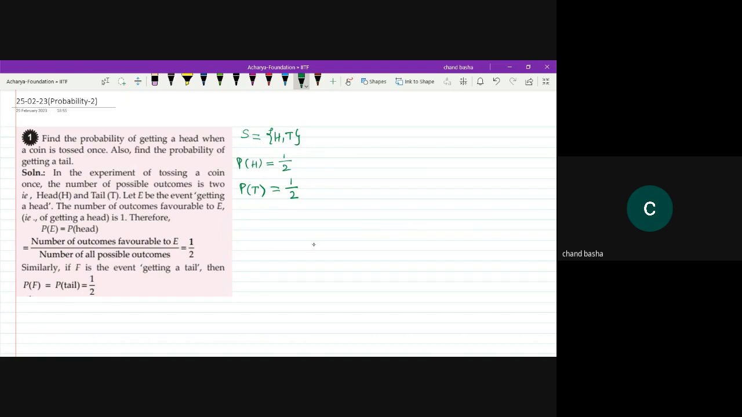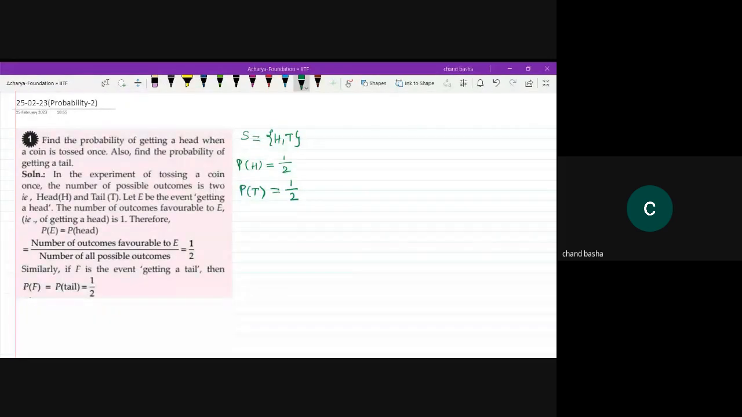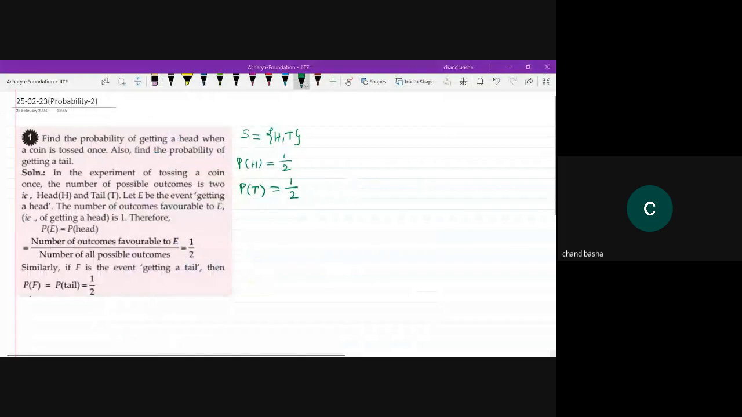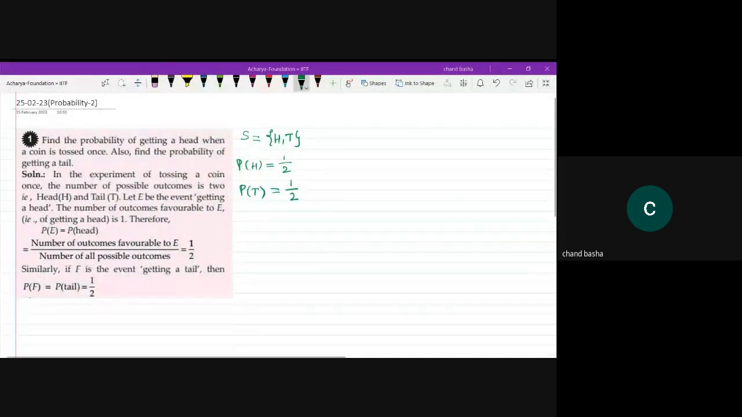If I'm adding these two, you will get 1 because the total probability of the distribution is equal to 1. That is important, guys. If I'm adding both success and failure in one particular experiment, I'll get the total probability of the distribution is equal to 1.